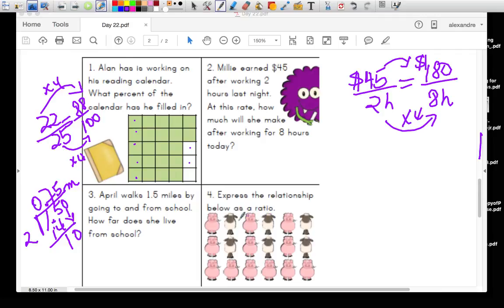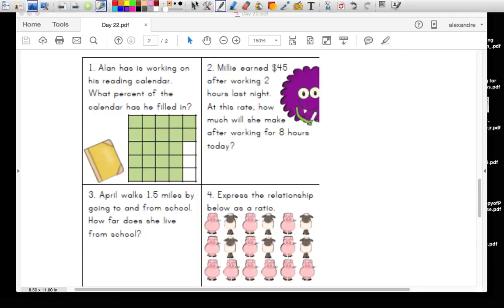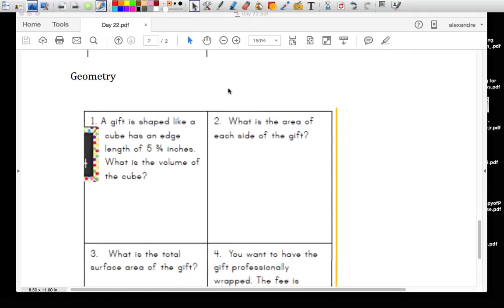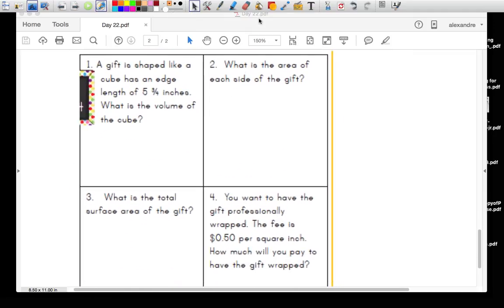Express the relationship below as a ratio. It looks like pigs and sheep, so you can say that there are 6 sheep to how many pigs? 1, 2, 3, 4, 5, 6, 7, 8, 9, 10, 11, 12 pigs. All right. Let's see. And then we have 4 more this particular day, which is day 22.